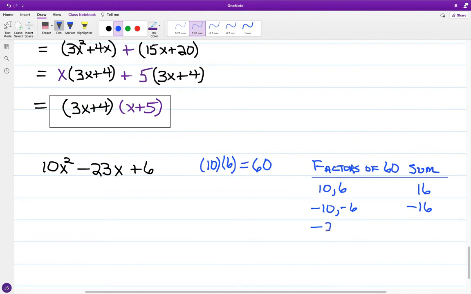So I need another combination. Say if I go with negative 20 and negative 3. Negative 20 times negative 3 is positive 60. And adding together negative 20 and negative 3, we have negative 23. And that's the combination we're looking for.